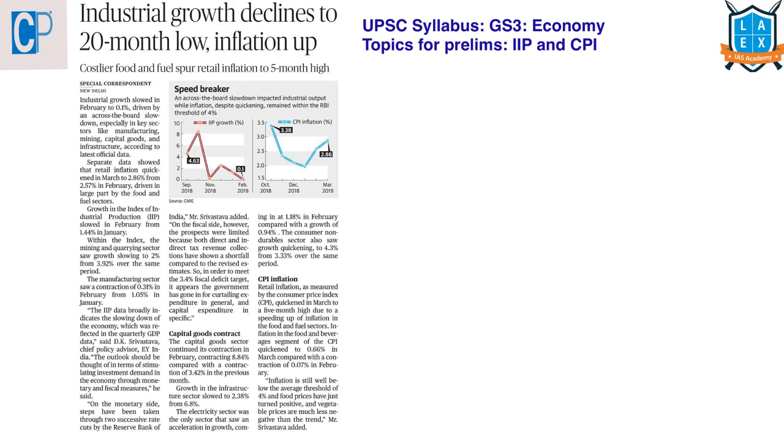The next article is Industrial Growth Declines to 20-month Low. This article comes under GS Paper 3 under the topic of Economy. Here, our industrial growth has declined to 0.1% in February, and the retail inflation rate, that is the CPI, Consumer Price Index, has increased to 0.66% in March. From the prelims point of view, from this article, we should know what is the Index of Industrial Production and what is the Consumer Price Index.